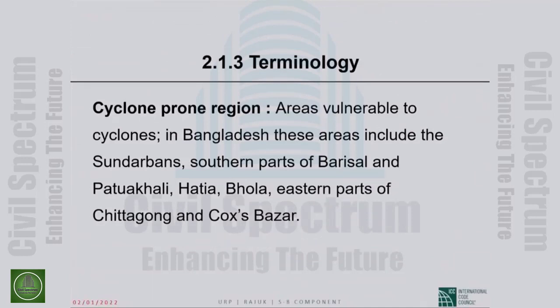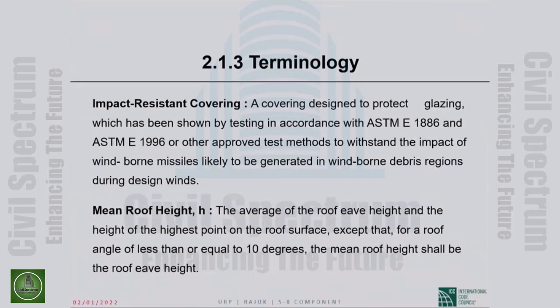Hurricane-prone region or cyclone-prone region, areas vulnerable to cyclones. Okay, that is the BNBC definition. In Bangladesh, these areas include the Sundarbans. You have seen this before, southern parts of Borishal and Patuakhali, Hatia, Bhola, eastern parts of Chittagong and Cox's Bazar. Impact resistant covering, like impact resistant glazing, has to withstand the impact of small and large missiles.